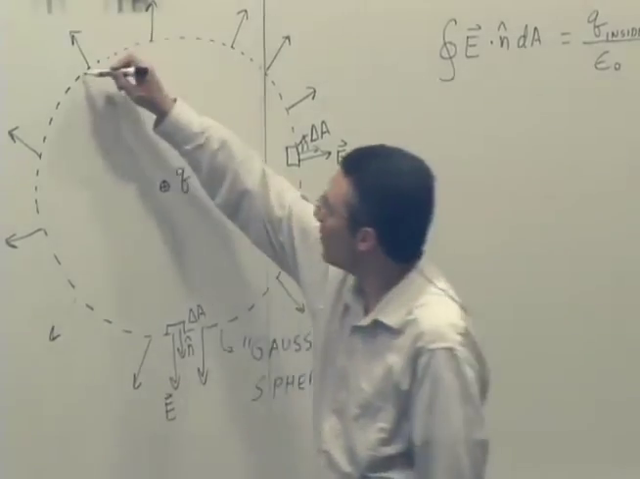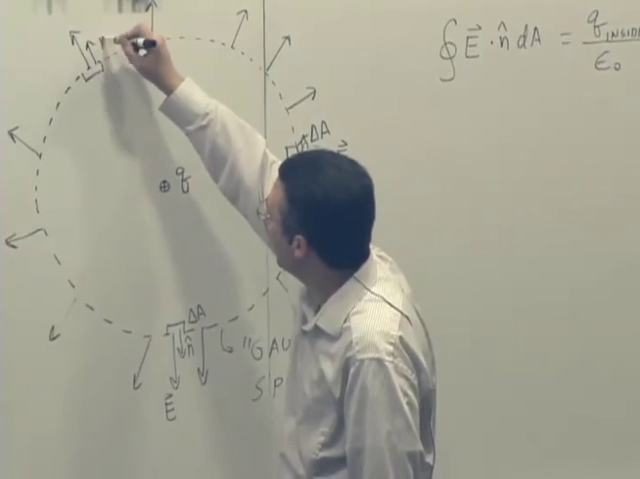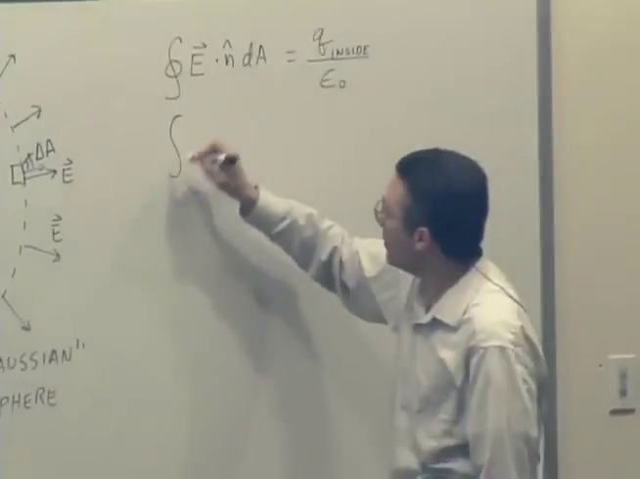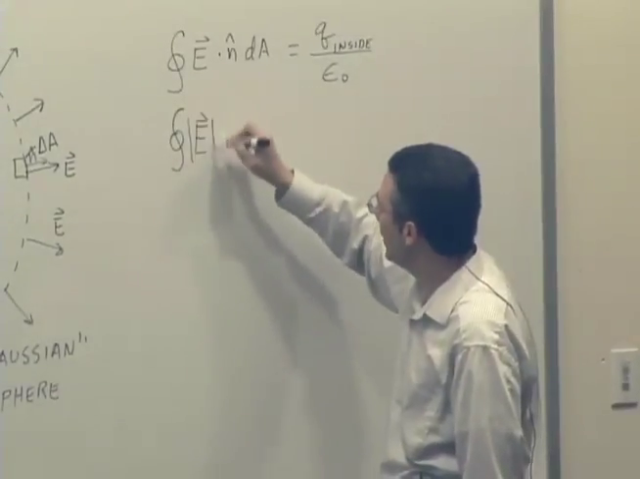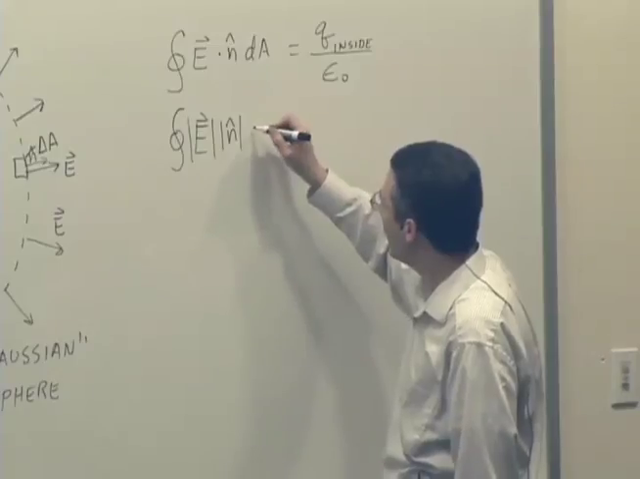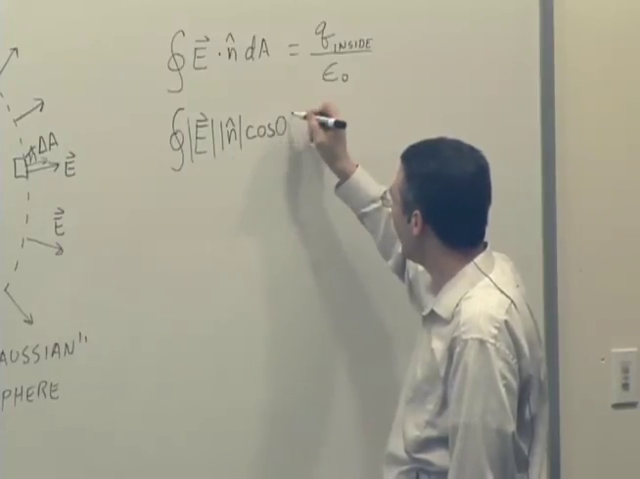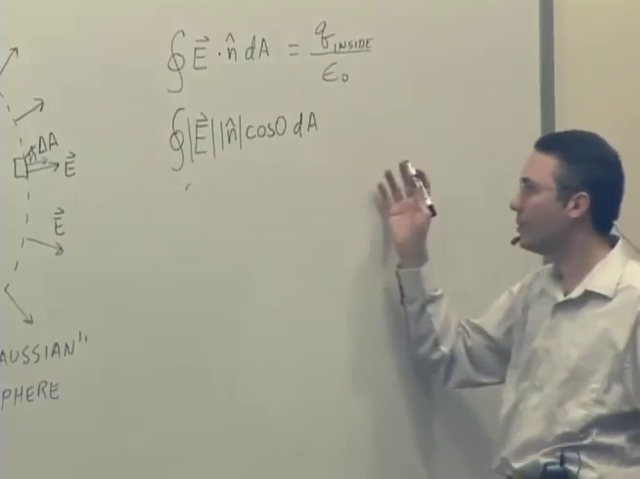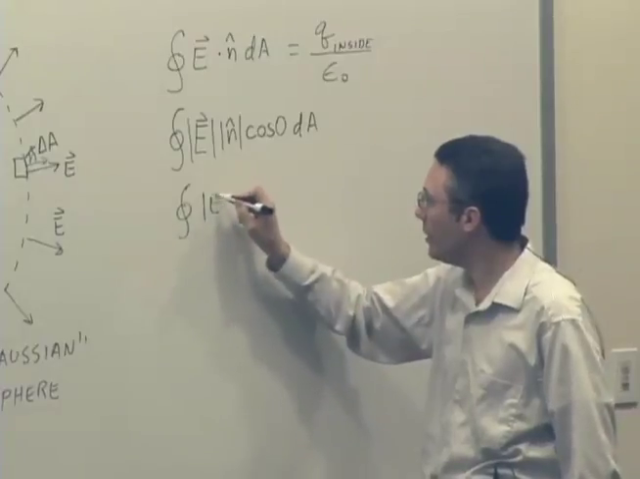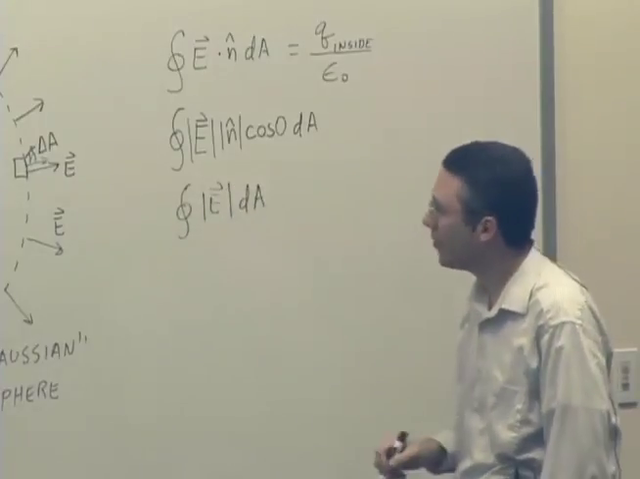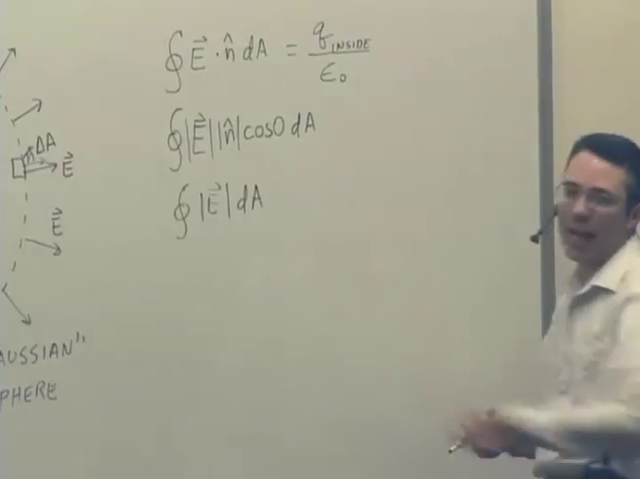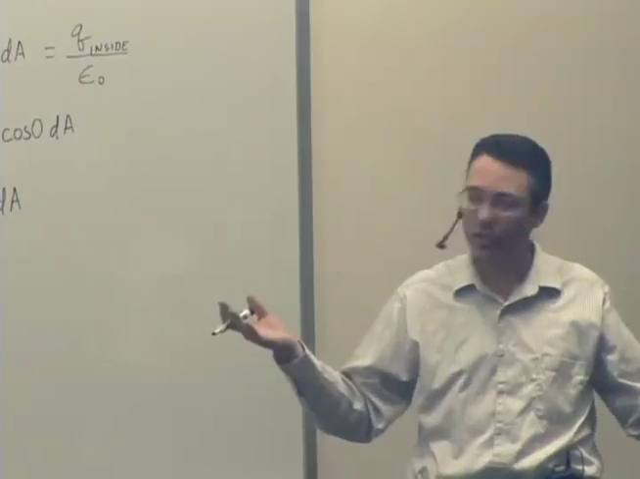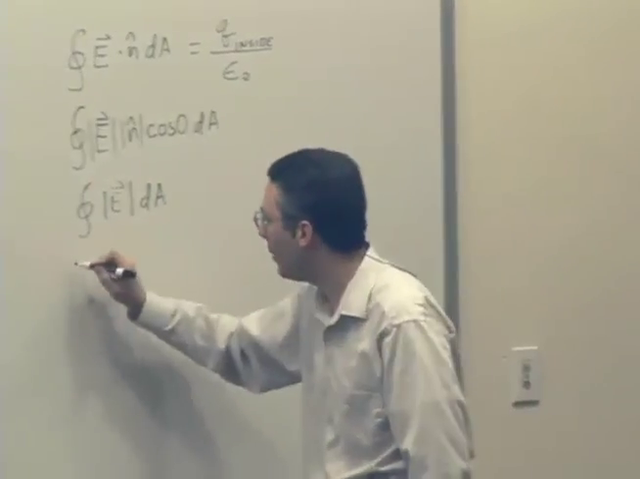So no matter which piece of the sphere I look at, n hat is always going to be parallel to the electric field. So the dot product, if I say the magnitude of E times the magnitude of n hat times the cosine of 0 degrees, dA, and cosine of 0 is 1, and the magnitude of n hat is 1. So that's just going to give me the electric field magnitude times dA. But what did we just say about the magnitude of the electric field over the entire surface? It's uniform. So if this is a constant, I can bring it out of the integral.